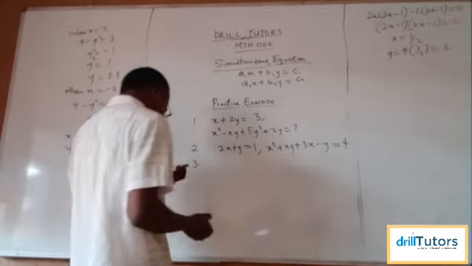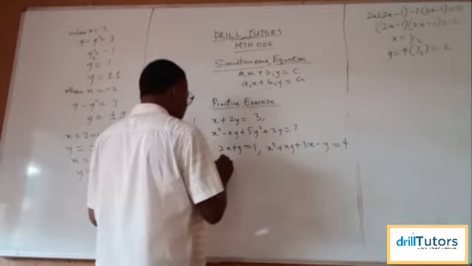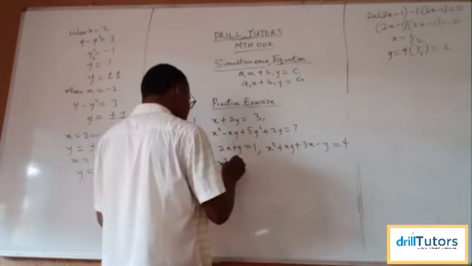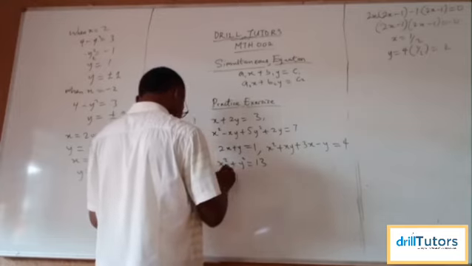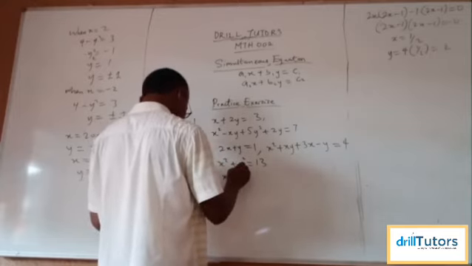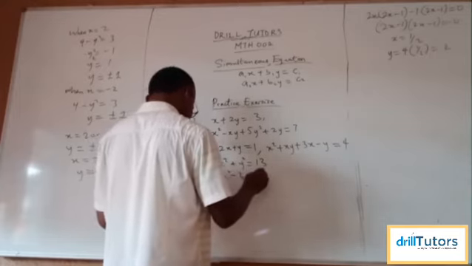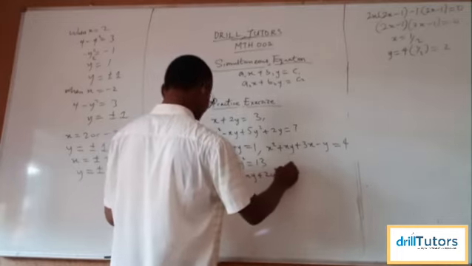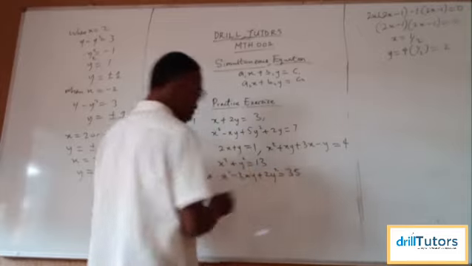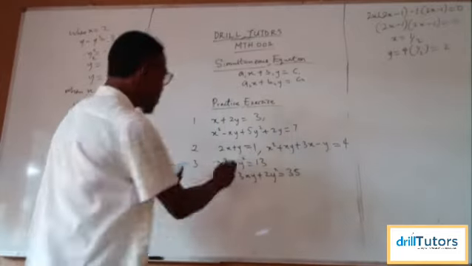The third question is if you have this set of equations, x squared plus y squared is equal to 13 and x squared minus 3xy plus 2y squared is equal to 35. What is the solution to this set of equations?